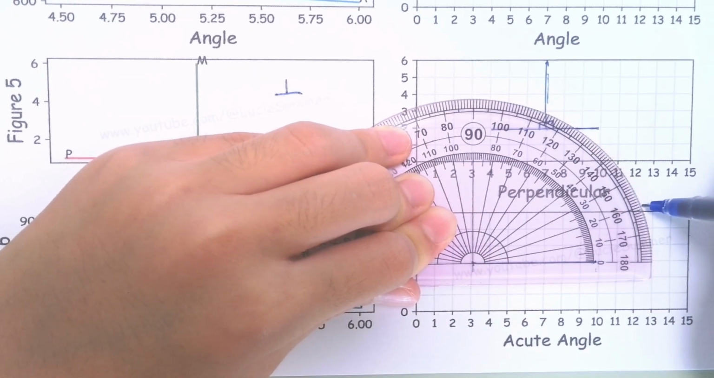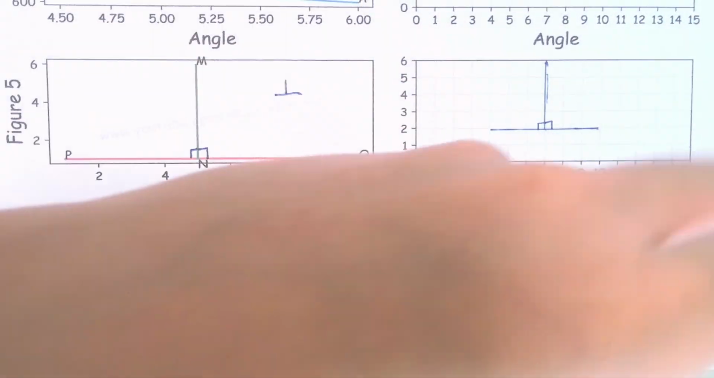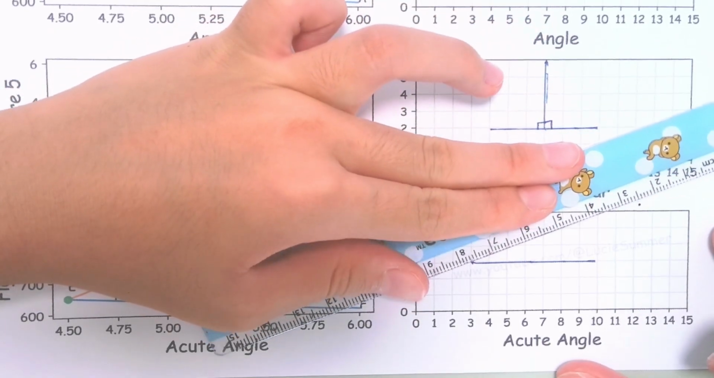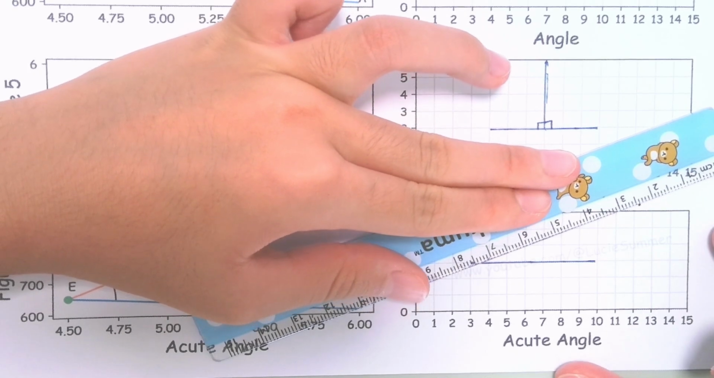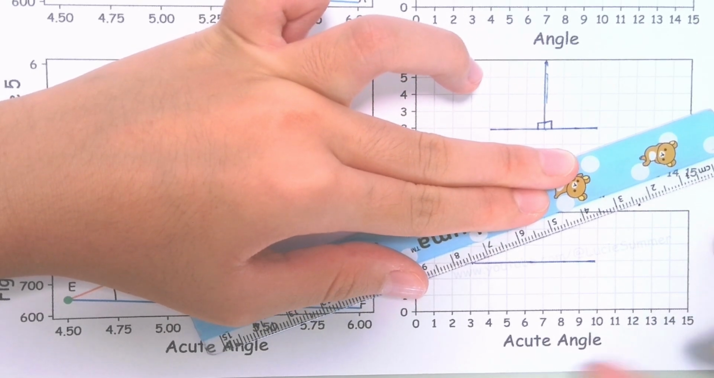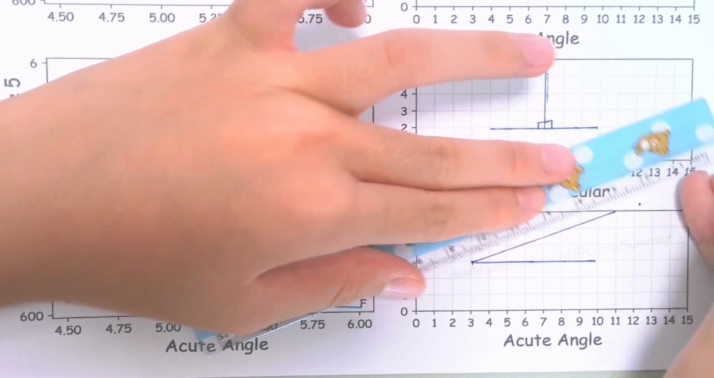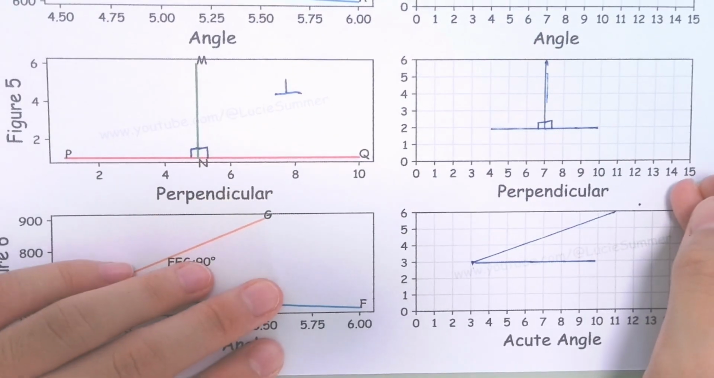Let's say, for example, I draw it here. Then I'll just use a ruler and align it with the dot, like this. And then we draw. So this is an acute angle.